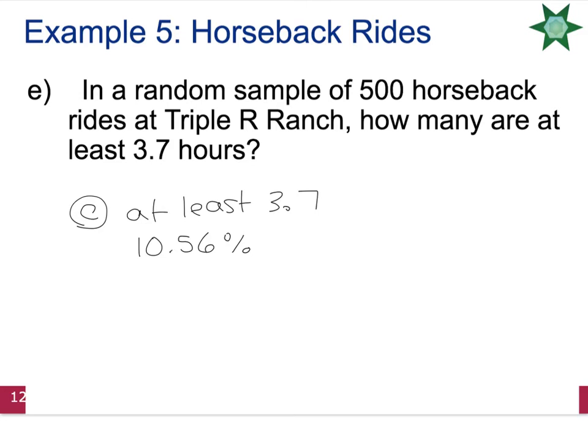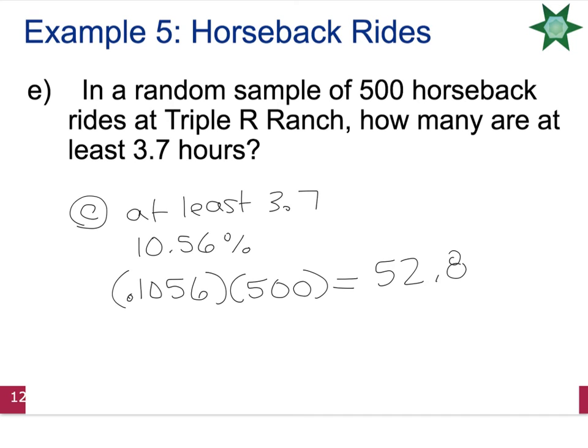So what you can do is convert that back into a decimal. And then what we're wanting to know is if we looked at 500 horseback rides, how many would have lasted 3.7 hours or longer? So you just need to take the 0.1056 and multiply it by 500, and you'll get a decimal, 52.8. So approximately 53 out of 500 horseback rides are going to be 3.7 hours or longer.